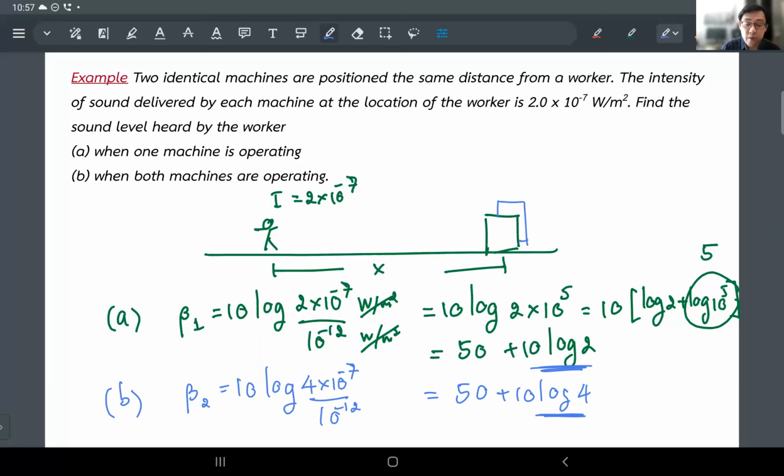Okay, so this is a reason why, even though there's 5 machines running, it's going to be louder, but it's not going to be 5 times louder. It's going to be louder by this much. So in conclusion, the intensity level is created just to reflect the non-linearity of your human response to the sound. That's all. Sounds good? Okay.